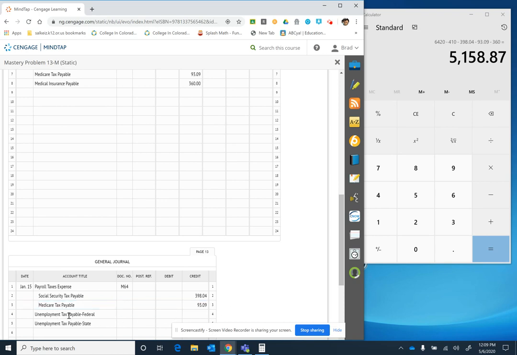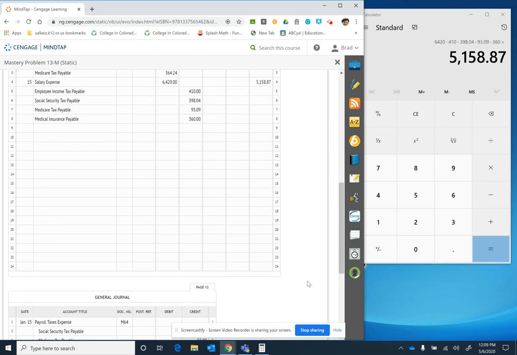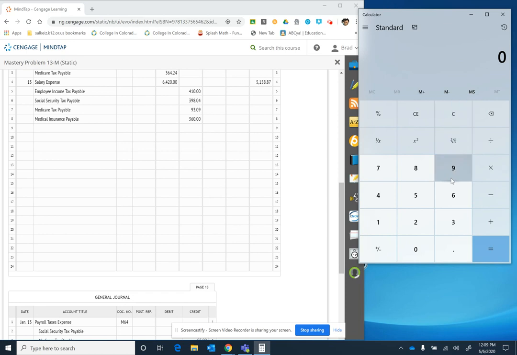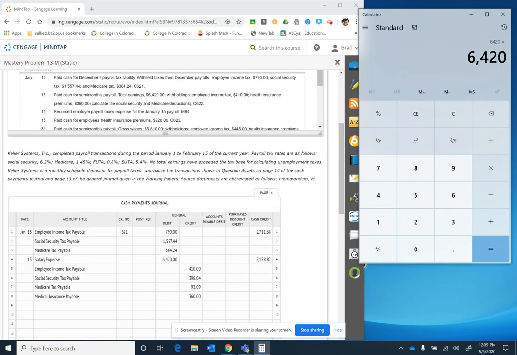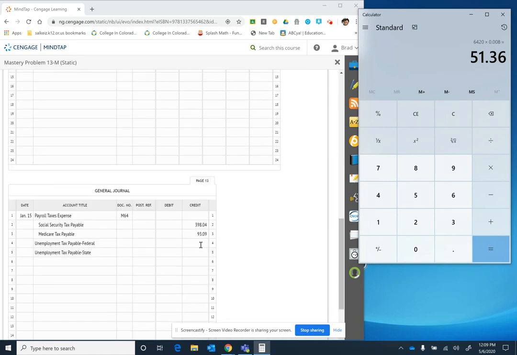Now we need to figure out our unemployment tax payable for federal and for state. So what I'm going to do is take our salary expense, $6,420, and multiply it times the rate. And we have those rates here. Our federal is going to be 0.8%, and our state is going to be 5.4. So for federal, 6,420 times 0.008 equals $51.36.